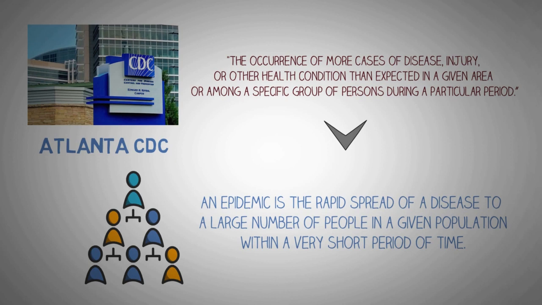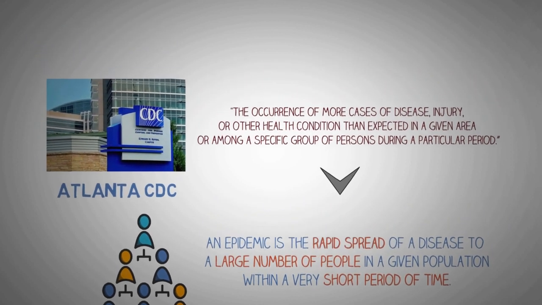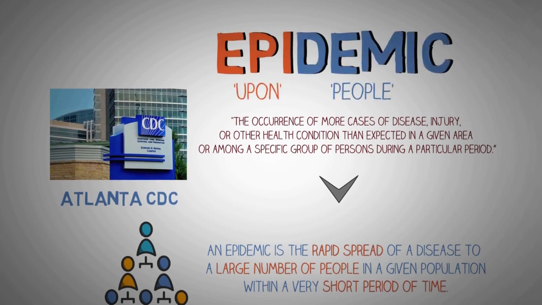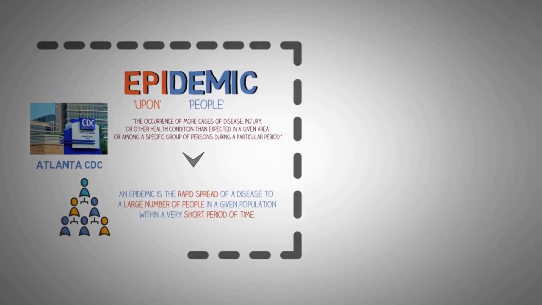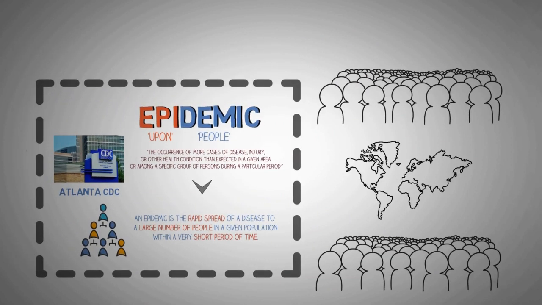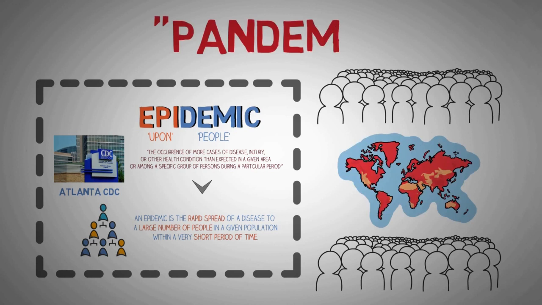The important points to pay attention to in this definition are rapidly spreading disease, which involves a large number of people, and in a short period of time. The word itself traces its origin from Greek words epi, meaning upon, and demic, which comes from the word demos, which means people. When an epidemic has spread across a large region, for example multiple continents, it is called a pandemic.